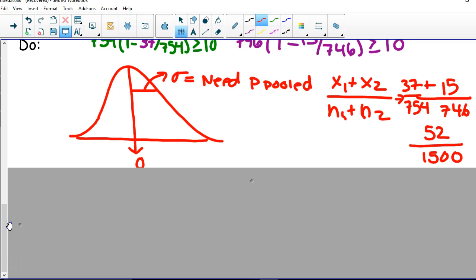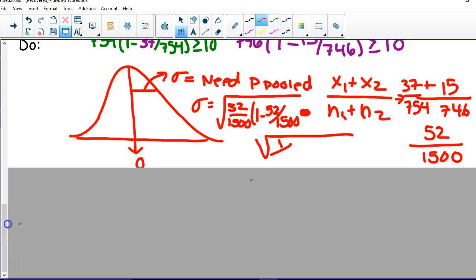Now you're going to go to your formula sheet and you're going to make sure you can see when P1 equals P2, that's from our null hypothesis. What standard deviation do we need? And it looks like this with the values plugged in. 52 out of 1,500 times 1 minus 52 over 1,500. All times 1 over N1 plus 1 over N2. Here is my standard deviation for the distribution.